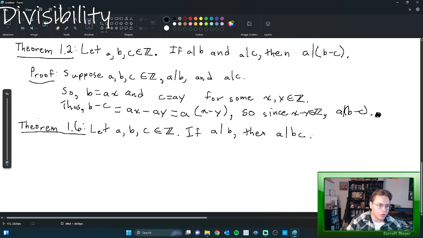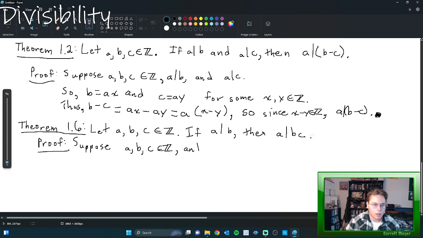So our proof, similarly to before, we're just going to use a direct proof. And the way we're going to do this is suppose A, B, and C are all integers, and let A divide B. So B equals AX for some integer X.